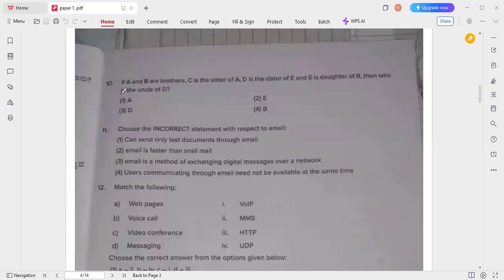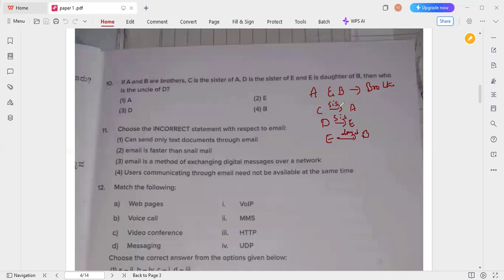So next question, if A and B are brothers, C is the sister of A, D is the sister of E, and E is the daughter of B, then who is the uncle of D? So here A and B are brothers. C is the sister of A, then D is the sister of E, and E is the daughter of B.